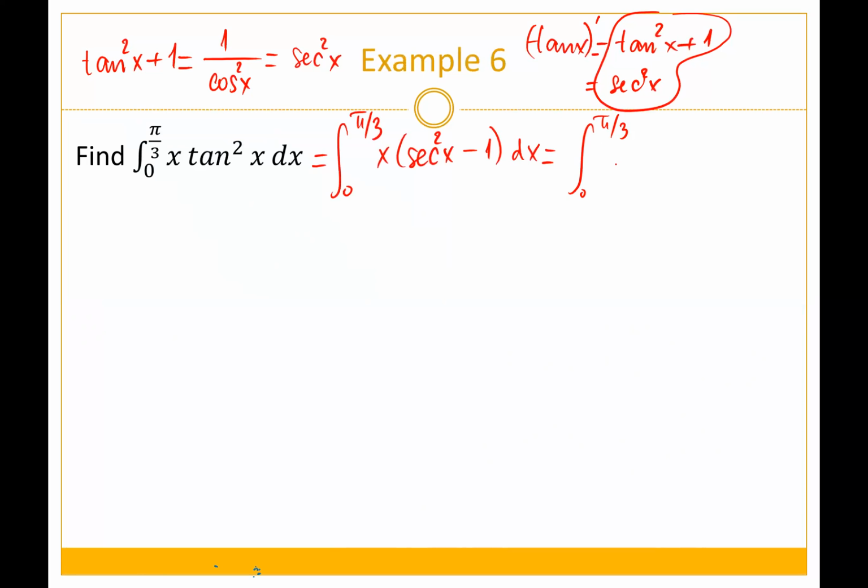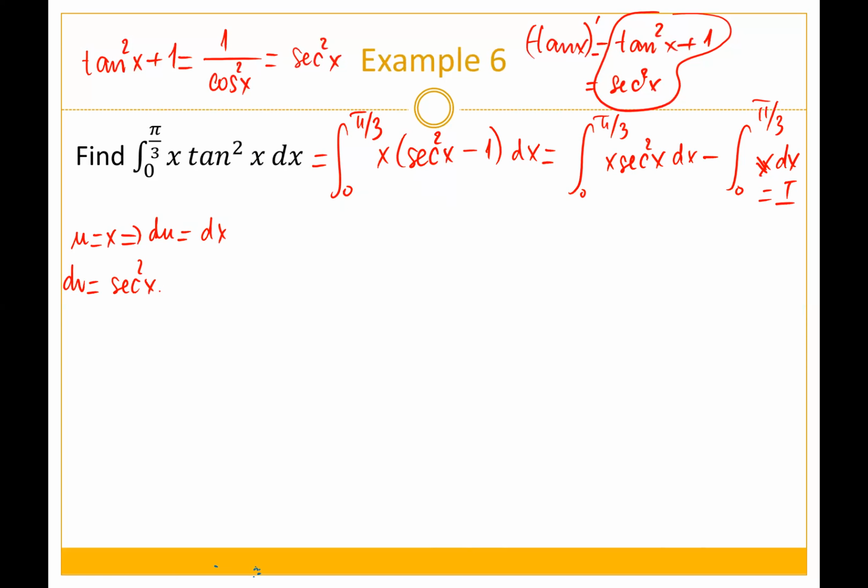My problem is now going to become two separate integrals. Again, I'll call this one I, and I'll resolve the first part first. I put u equal to x, so du equals dx. Then dv is secant square x dx, and as I said here, your v is going to be tangent of x. So your I becomes x tangent of x minus the integral of tangent x dx from 0 to pi over 3.